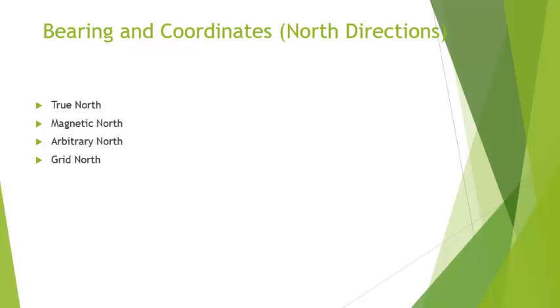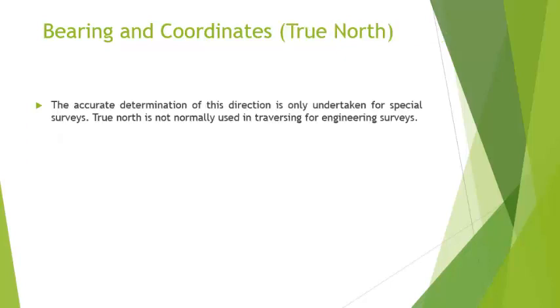Alright, next is the type of north directions. There are 4 types, namely true north, magnetic north, arbitrary north, and grid north. Starting with the true north, a true north is defined as a line passing through a point on the surface of the earth, which contains the earth axis of rotation.